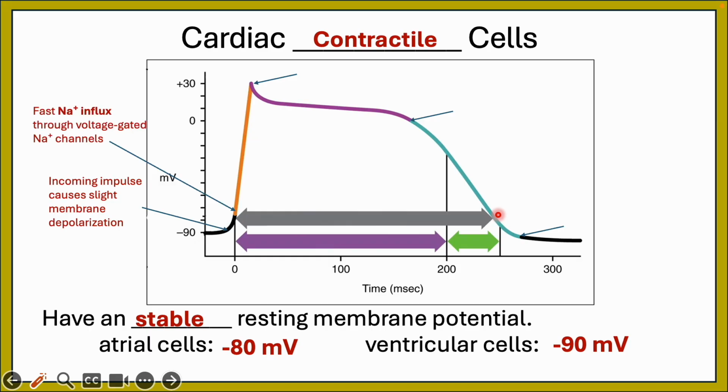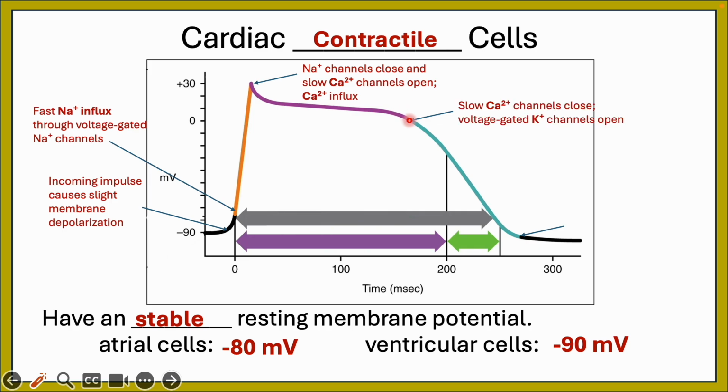At threshold, you're going to have voltage gated sodium channels open up, and it's going to lead to a fast influx of sodium. Finally, you're going to reach a point where the sodium channels will close, and then calcium channels are going to open. Now, these are slow calcium channels, so they let calcium in, but not as fast as the sodium. So it leads to a kind of a plateau where the membrane potential is going down, but very gradually.